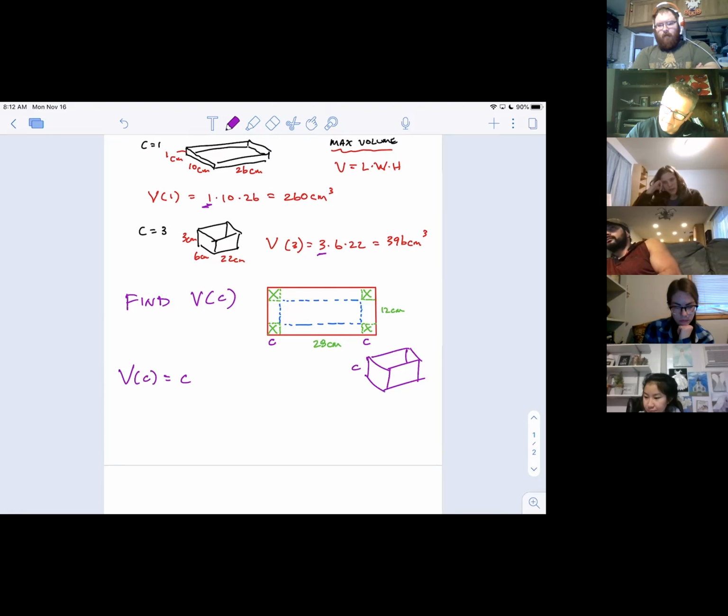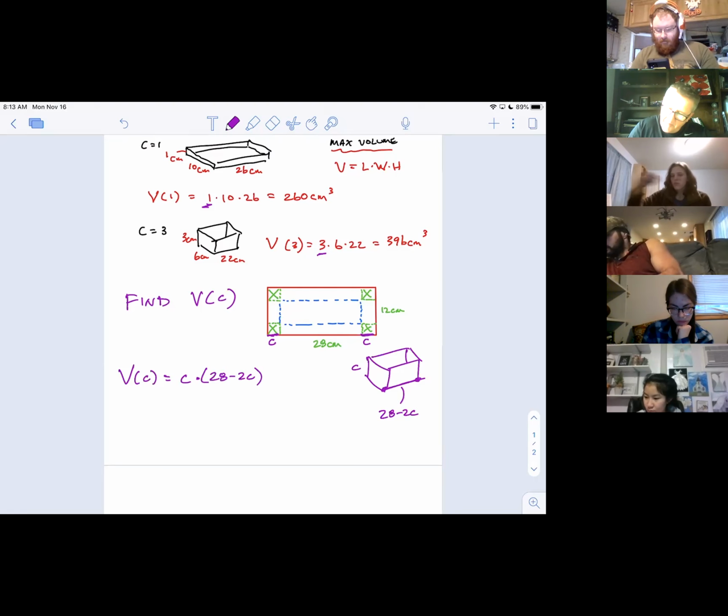What do I call this distance over here now? Since I'm taking C off of it and C off of it, how long is it going to be? 28 minus 2C. 28 minus 2 C's. I think I was saying it backwards the first time. You said 2C minus 28? Mm-hmm. Yeah. So this is times 28 minus 2C.